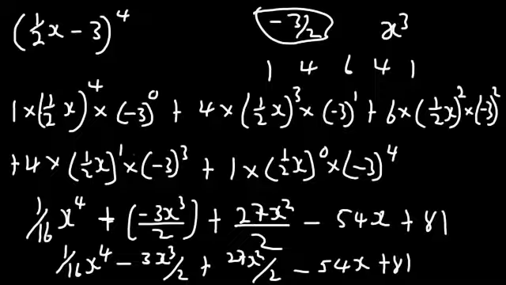So this is your exercise. Feel free to share your solution via the comment section below. Consider finding the expansion of 3 over 2 minus 2/5x, all to the power of 7. At the same time, you can consider the expansion as well.